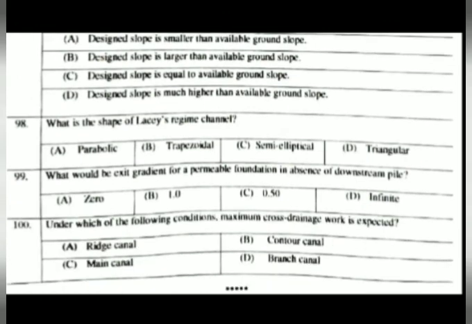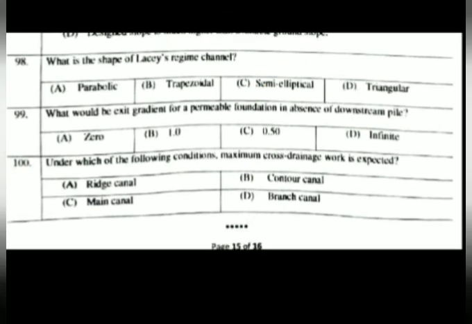The canal falls are needed in the canal network for which of the following conditions? And the right answer for this question is option A, designed slope is smaller than available ground slope. What is the shape of Lacey regime channel? And the right answer for this question is semi-elliptical. What would be the exit gradient for a permeable foundation in absence of downstream pile? And the right answer for this question is infinite. Option D is the correct answer.